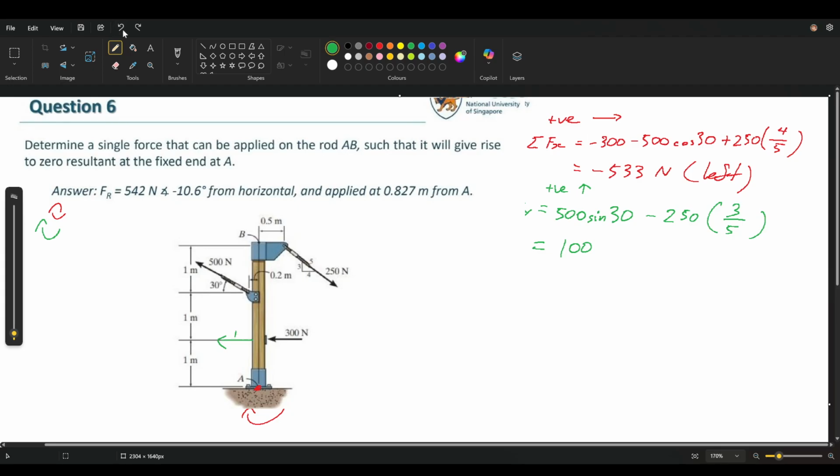Now moving up, let's look at our 500 Newton. This 500 Newton has 2 directions. One here, and one going up. Can you see it? I'm just going to draw it really thick.